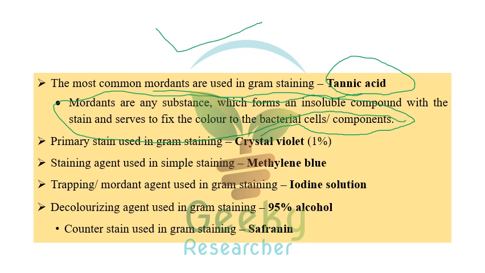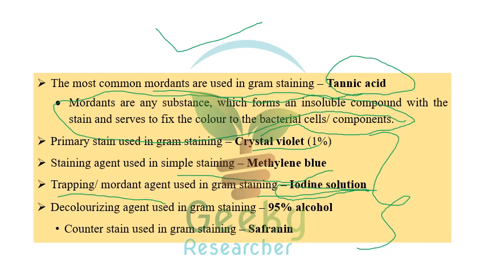The primary stain used in gram staining is crystal violet. Very, very important. From this we may expect at least one or two questions. I have seen one or two questions in previous exams. 1% crystal violet can be used. The staining agent in simple staining is methylene blue. The trapping agent or mordant used in gram staining is iodine solution. The decolorizing agent is 95% alcohol. And the counterstain used in gram staining is safranin.